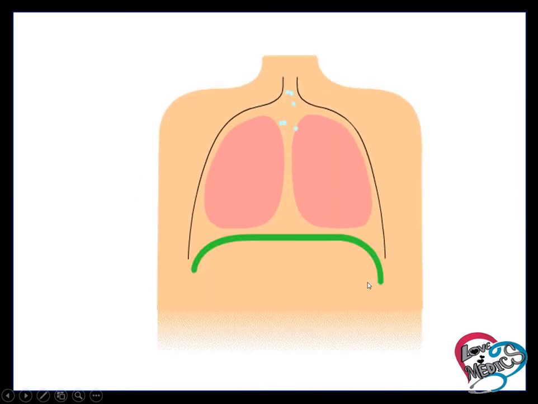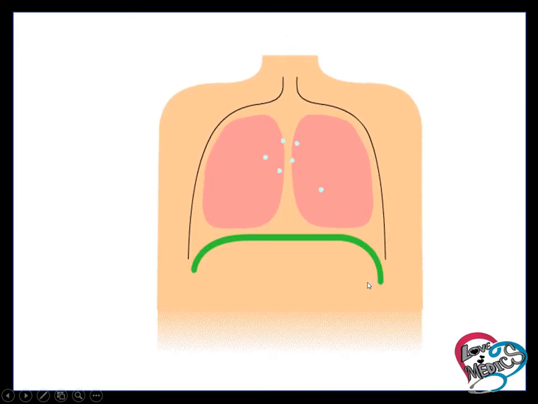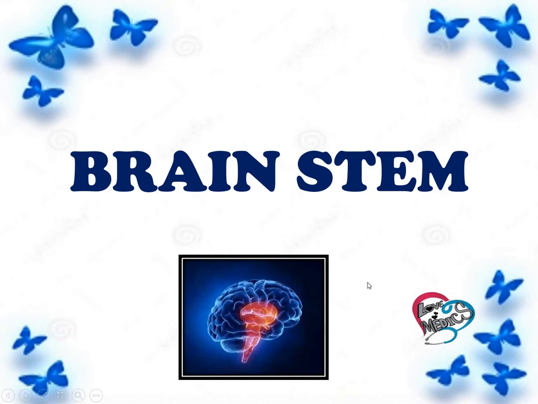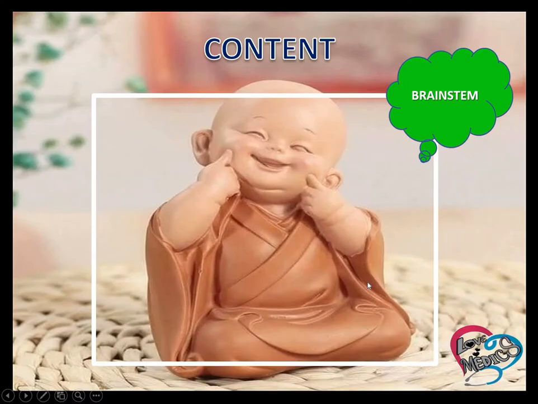Our cardiac activity and respiratory activity, these are regulated by someone. Who is that? That is the brainstem. The brainstem regulates the cardiac activity and respiratory activity and also some other activities. In this video, I am going to explain about the brainstem.